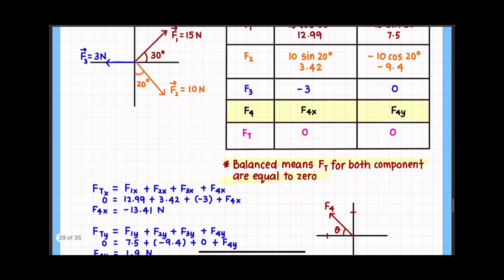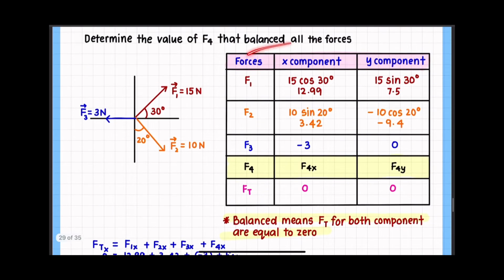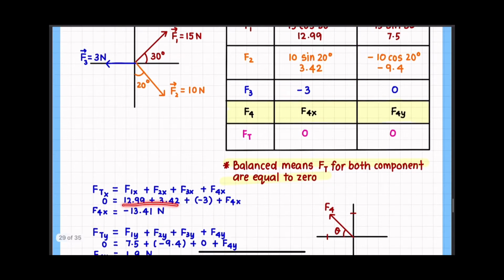Okay, so what this means is you have to make a table, separately by component for each, including F4 which you cannot see, and then you add up all of this. 12.99 plus 3.42 plus -3 plus F4. You can see I have done this. Okay, so you will get the answer for F4X as -13.41 Newton.